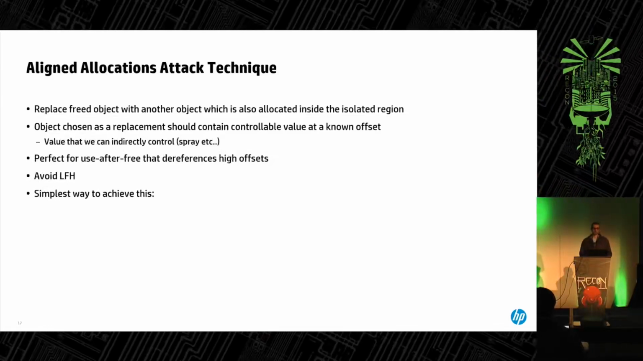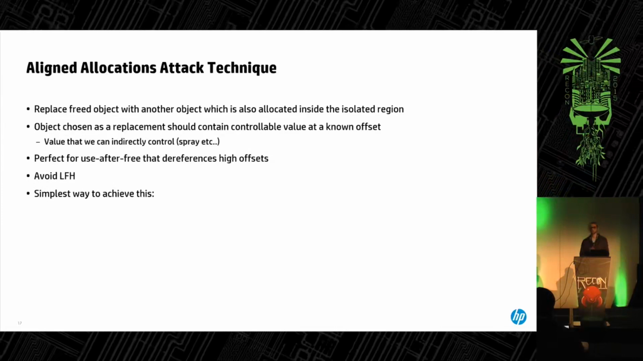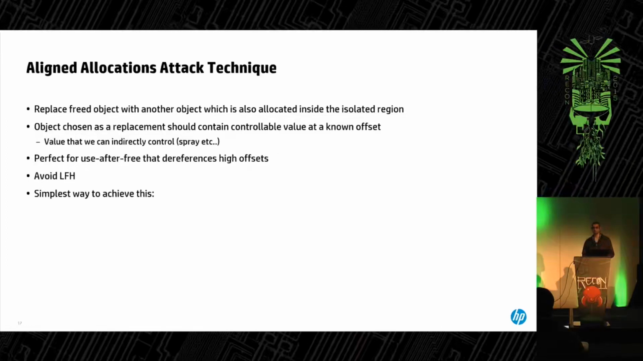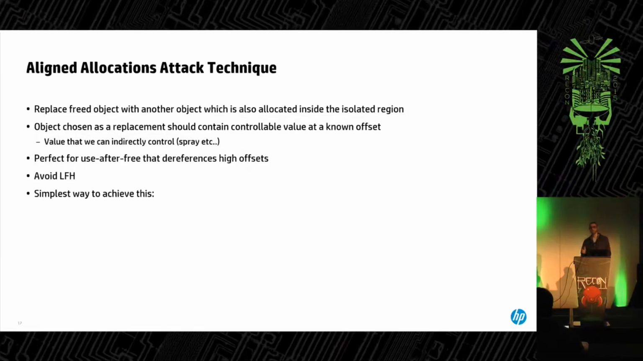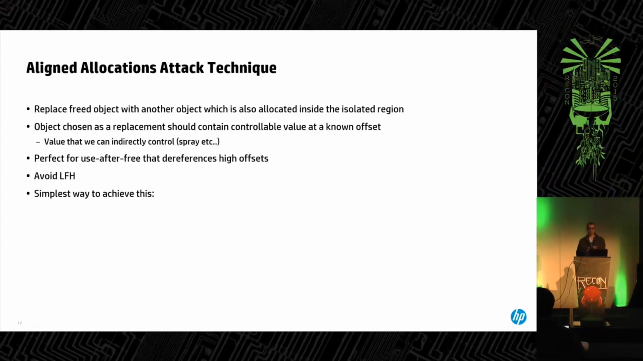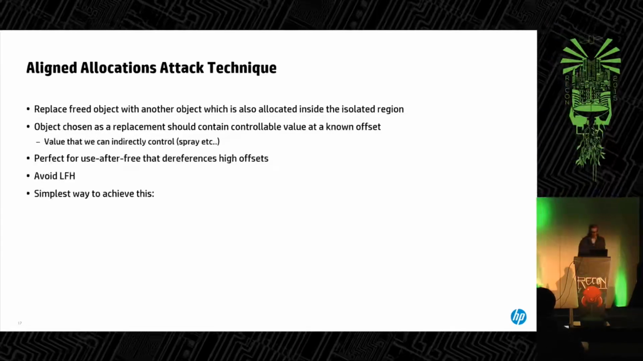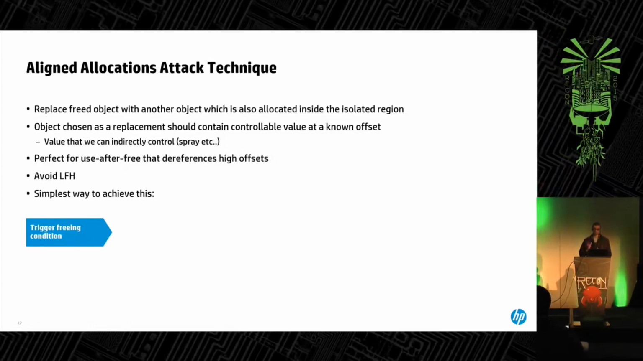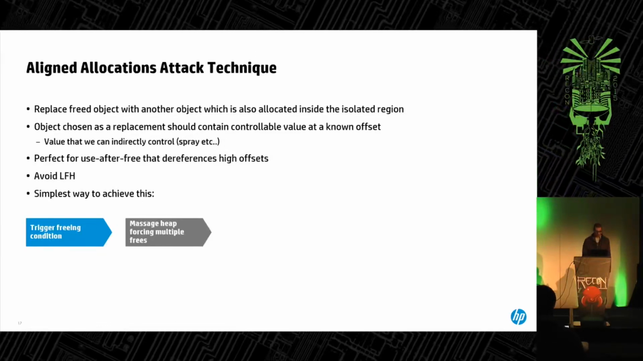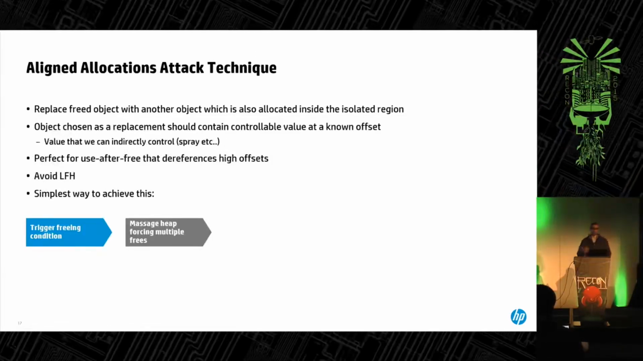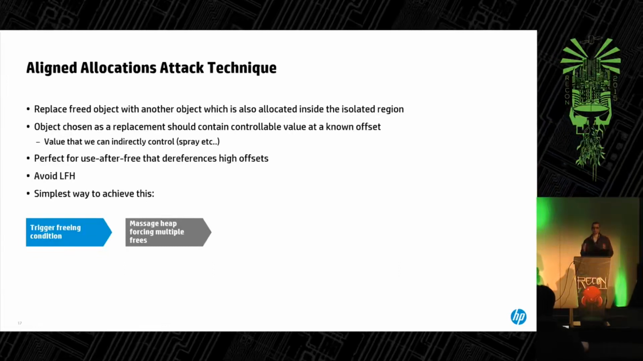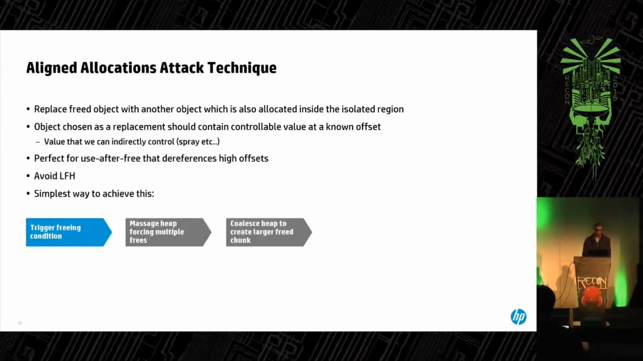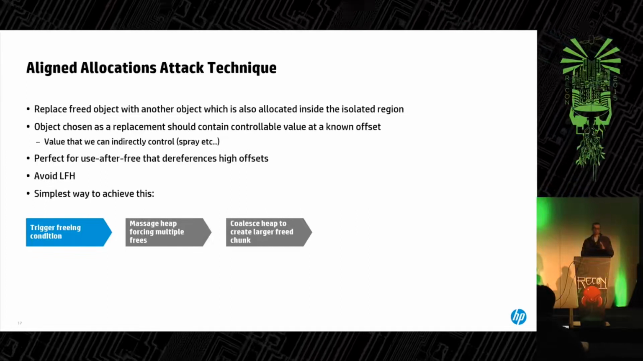To have this attack working properly, we need to totally avoid the low fragmentation heap. The reason is that we're probably going to be allocating objects of different sizes, so we don't want to end up having these allocations in different buckets; we want them in the same exact bucket. The simplest way to achieve this is to trigger some freeing conditions, like freeing that specific object. Then, in case we want to allocate a bigger object, we have to massage the heap in order to free multiple chunks. Later on, we have to coalesce all the free chunks together into one big chunk.